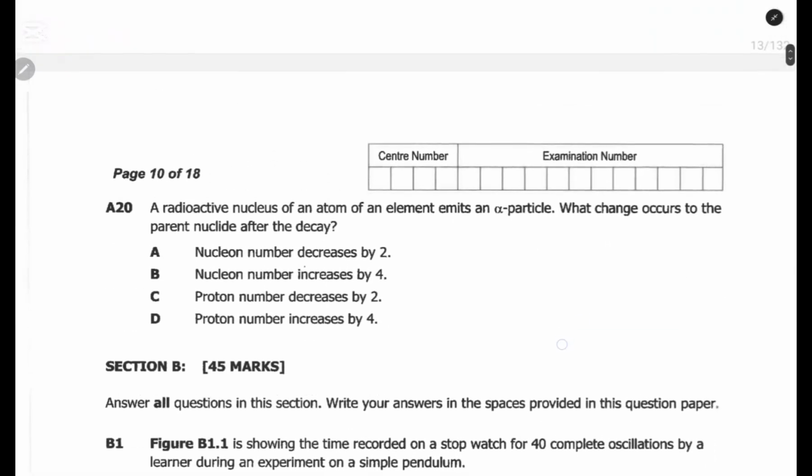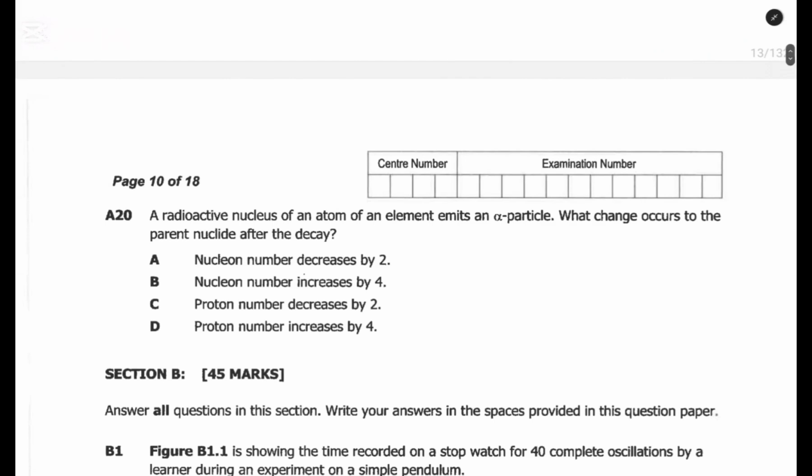Finally, the last question on multiple choice. A radioactive nucleus of an atom of an element emits an alpha particle. What change occurs to the parent nuclide after the decay? The general equation for alpha decay: if you have a nuclide with a mass number and atomic number decaying by an alpha particle, you get the daughter. The mass number decreases by 4. The atomic number, which is Z, decreases by 2. The nucleon number is the same as the mass number.